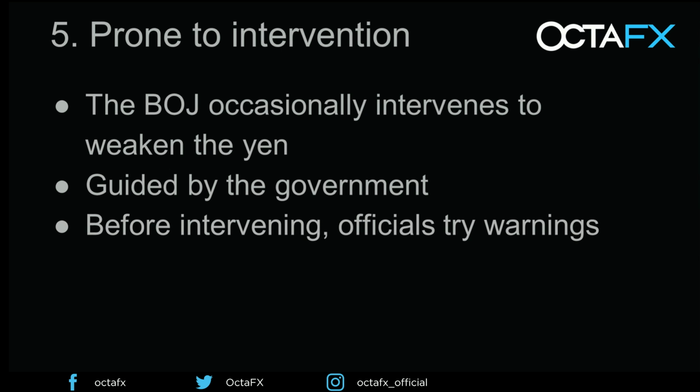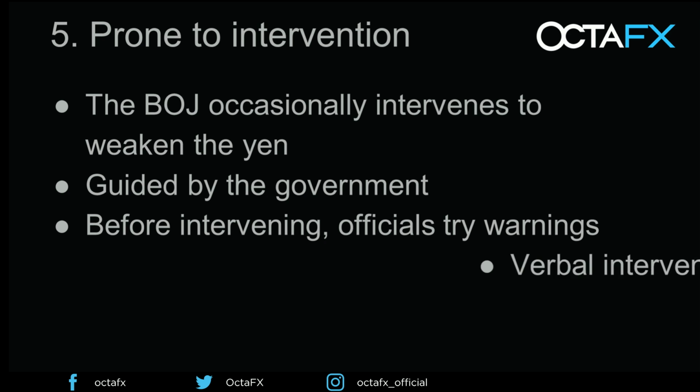And before intervening, before actually selling the Japanese yen and buying dollars or buying other currencies, they try to talk the yen down. They try jawboning or verbal intervention. They just warn markets that they are not happy with the levels of the exchange rate, that they are not happy with volatility. When they talk about volatility, they are against volatility which goes in favor of the yen. Okay, they want volatility that weakens the yen.